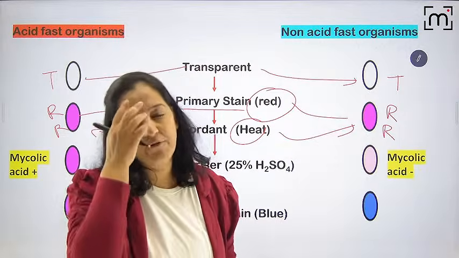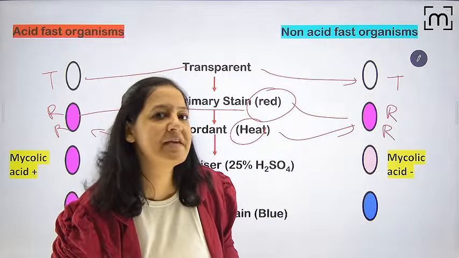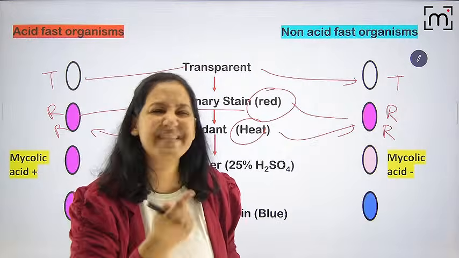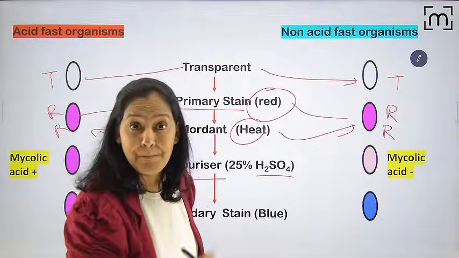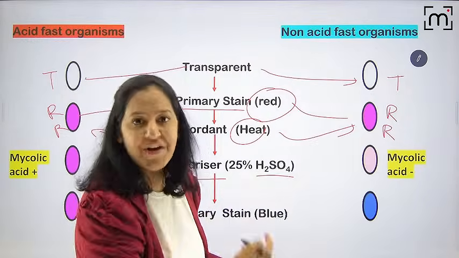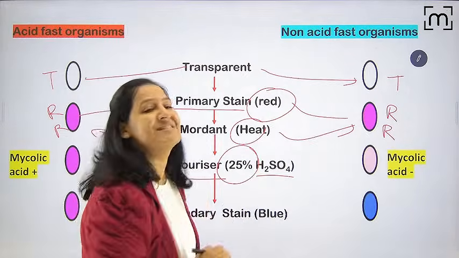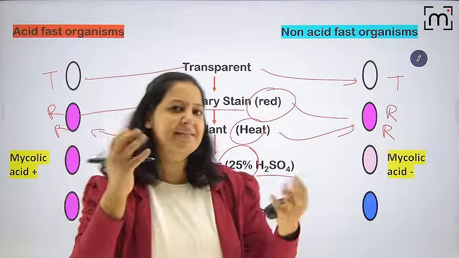Which acid? Have you read chemistry? You read many acids in chemistry. It's sulfuric acid. What is the chemical formula of sulfuric acid? It's H2SO4. What is the concentration? Mind it, people, mind it. You get question on that. So it's 25% H2SO4.